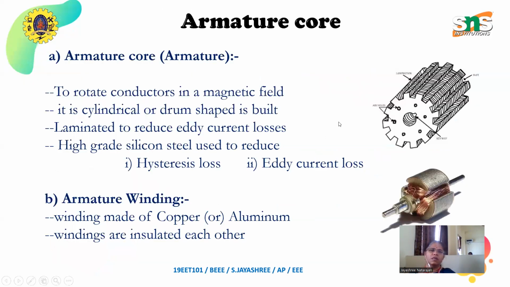Then the next one is the armature core. See, this is the armature core. It is made of laminations of high grade silicon steel to reduce hysteresis loss and eddy current loss. This is the armature core. Then the armature winding. The armature winding is made of copper or aluminum.